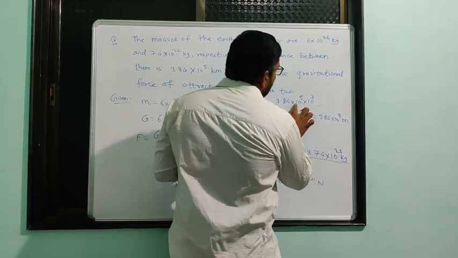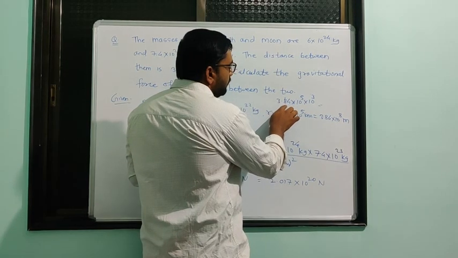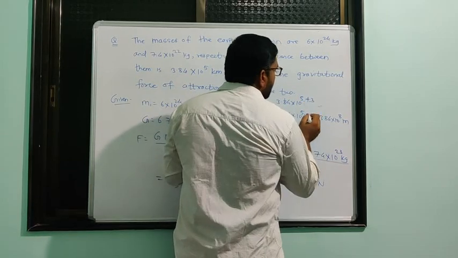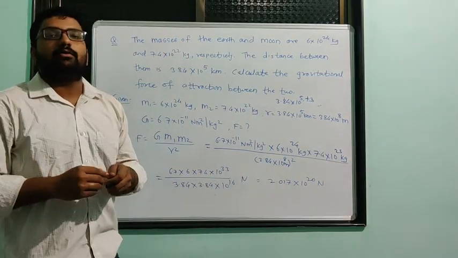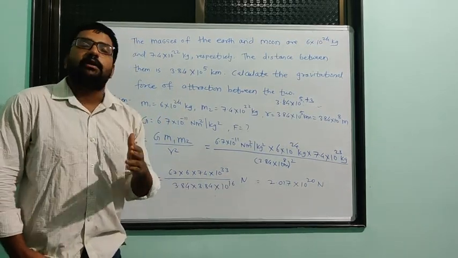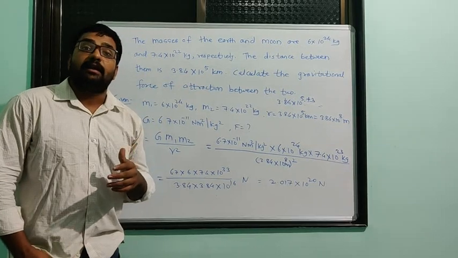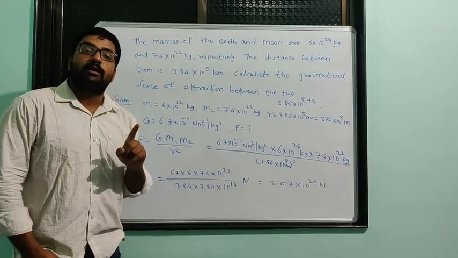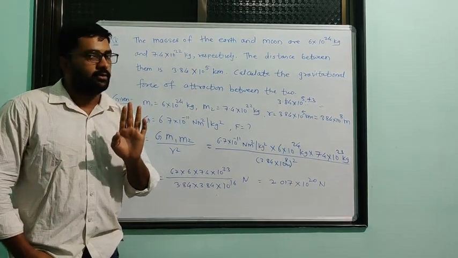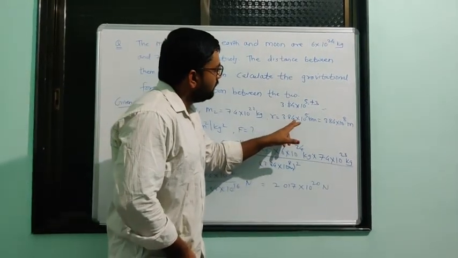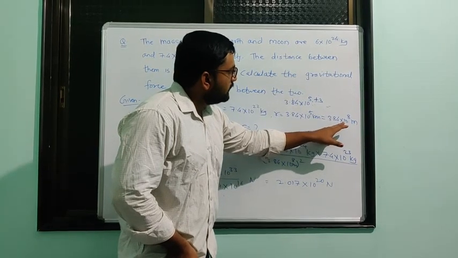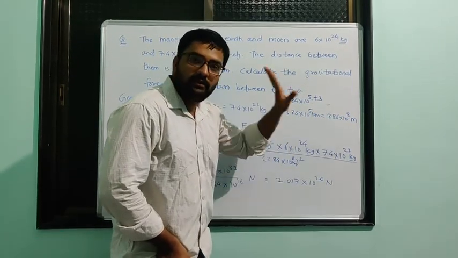So here 8 into 3 into 84 into 10 raised to 5 plus 3. Here 5 plus 3 will be 3 into 84 into 10 raised to 8 meter. Such a way that kilometer we can convert into meter by multiplying 10 raised to 3. Remember, 1 kilometer is equal to 10 raised to 3 meter. That conversion you have to remember. So this distance 3.84 into 10 raised to 5 kilometer will be equal to 3.84 into 10 raised to 5 plus 3, 10 raised to 8 meter.